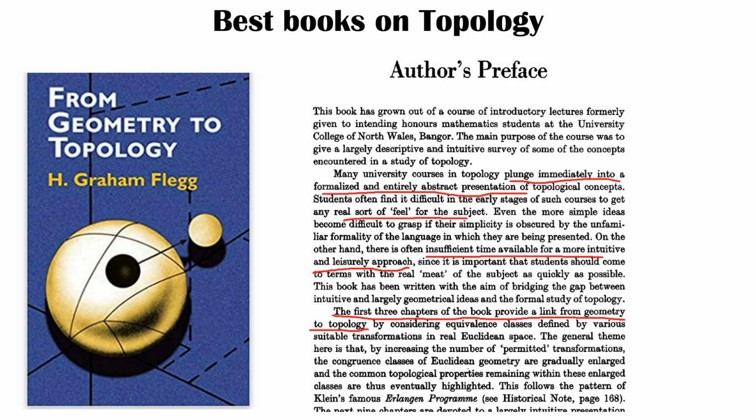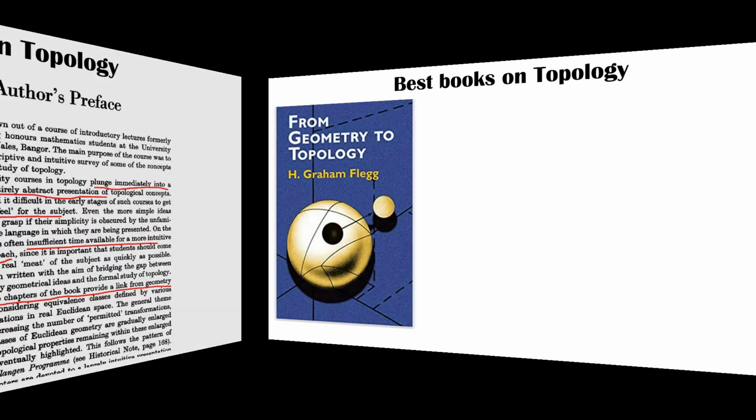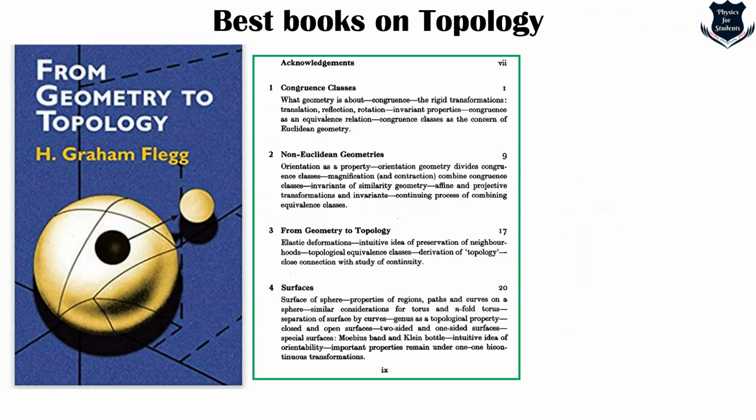And the general theme here is that by increasing the number of permitted transformations, the congruence classes of Euclidean geometry are gradually enlarged, and the common topological properties remaining within these enlarged classes are eventually highlighted. That means it takes such a beautiful step-by-step approach that the transformations from the Euclidean are first taught in the Euclidean classes, and then slowly highlighted and enlarged. Let us quickly look into what topics he is covering.